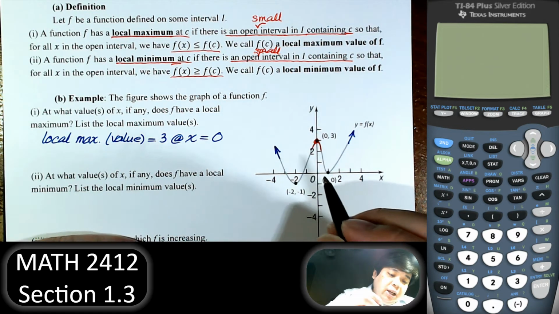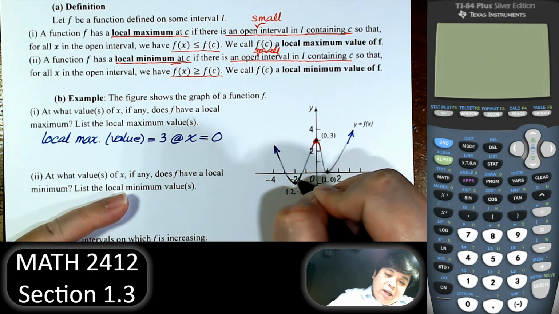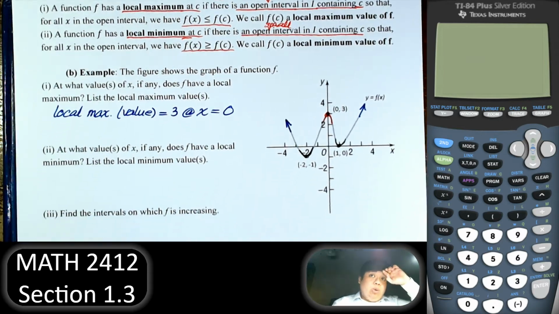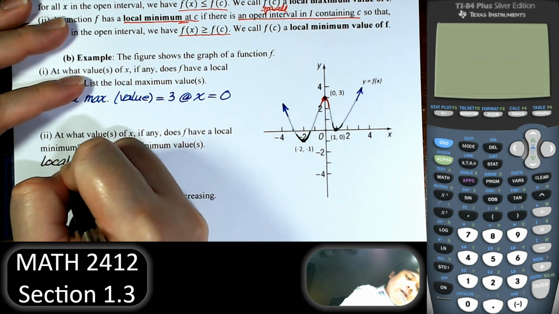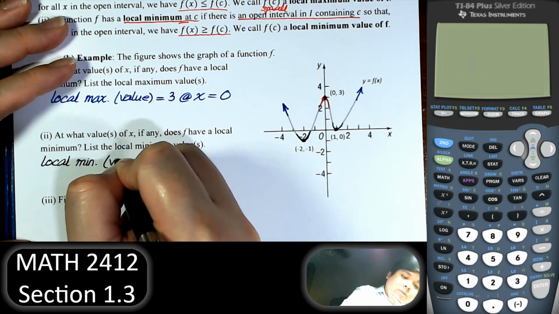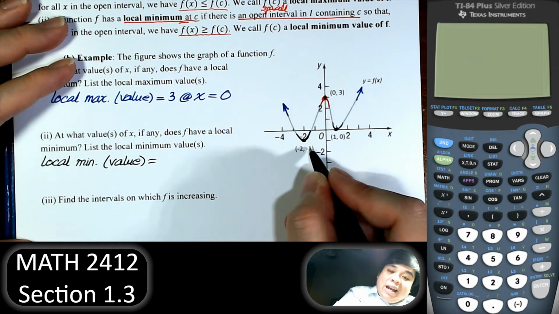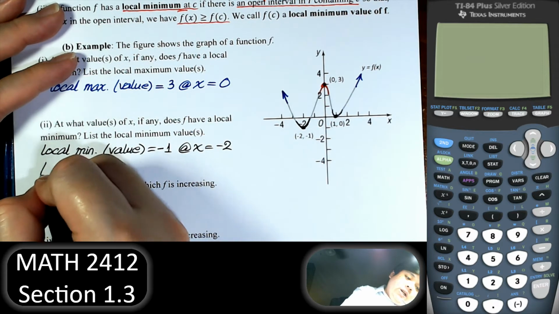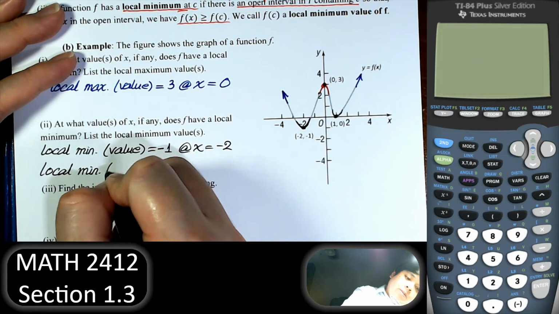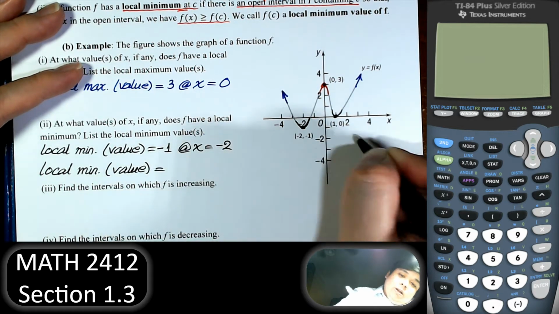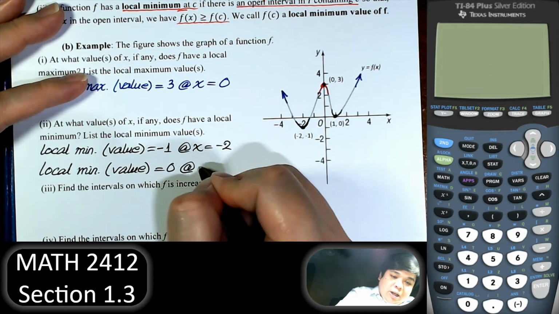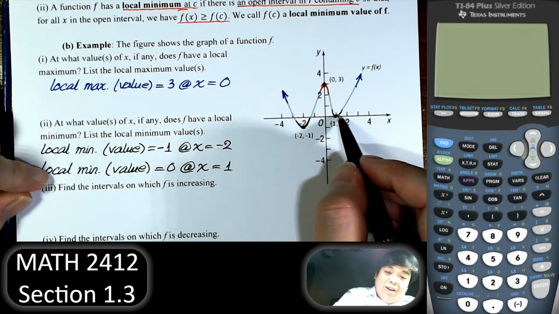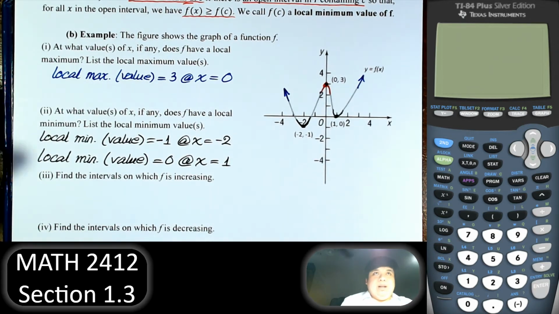Right, next. Local minimum. This is a local minimum here. If we compare to this small interval, this is the lowest point. By this interval, this is the lowest point. So there will be two local minimums. Say local min, or the local minimum values. The first one will be the value equal to -1 at x equal to -2. The second one, we also have the local minimum value of 0 at x equal to 1. So the local minimum value of 0, the y value is 0, occurs at x equal to 1, and this is a local min. That's what we have.